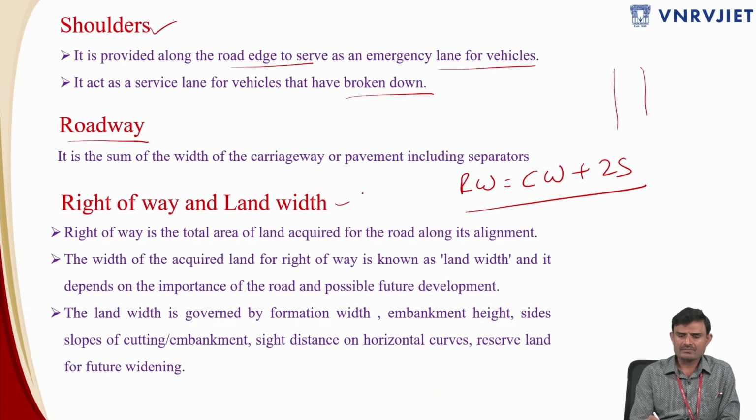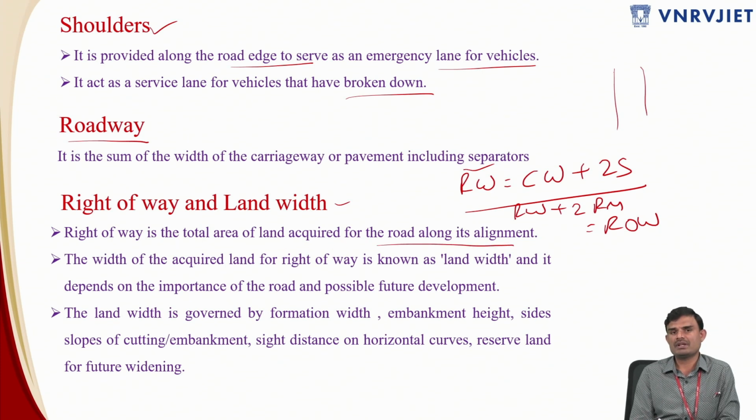Coming to the right of way, right of way is roadway plus road margins. You have road margins on either side. So roadway plus 2 road margins gives you the value of right of way. Again, if you look at the definition, it is the total area of land. It is not actually width, it is area. Okay, we are speaking only in terms of the length. So it is the total area of the land acquired for the road along its alignment. The government is going to purchase an extra amount of land for future expansions. So that is why it is called right of way.